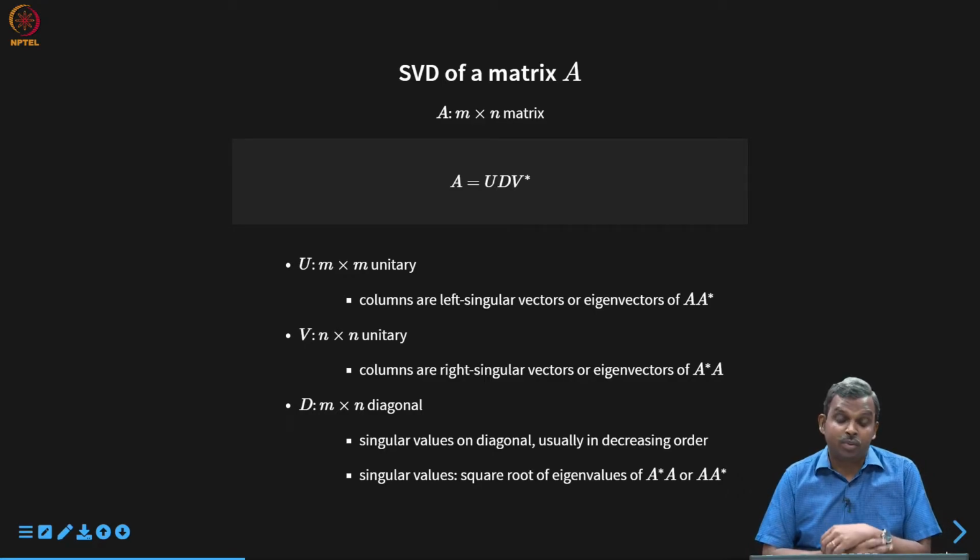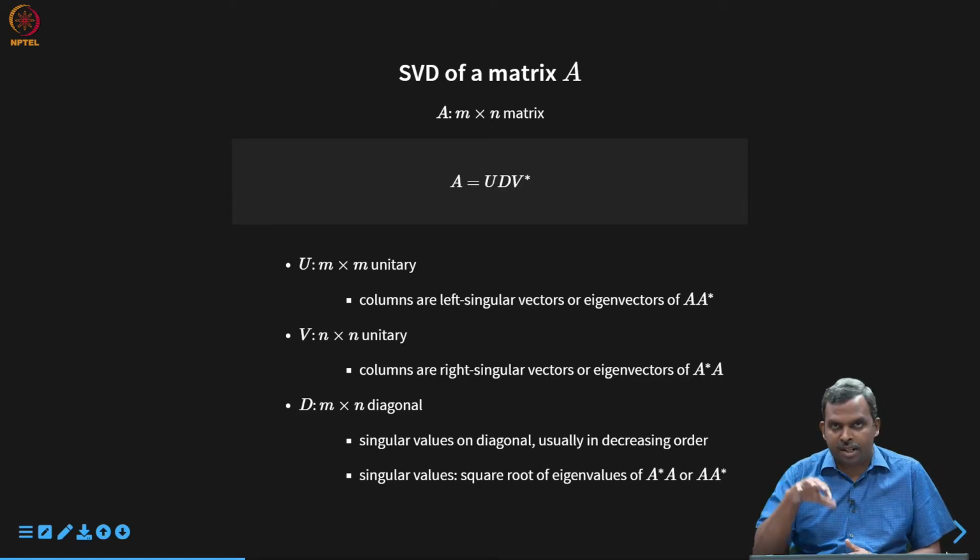We've been looking at SVD this week, and the SVD of a matrix A has a very simple description. A is an M cross N matrix. A can be written as a product of three matrices U, D, V star. V star denotes the conjugate transpose. U is an M cross M unitary matrix. Its columns are the left singular vectors, basically eigenvectors of A A star. A A star, as you know, is a self-adjoint operator, so it has an orthonormal basis of eigenvectors, and those are called the left singular vectors of A.